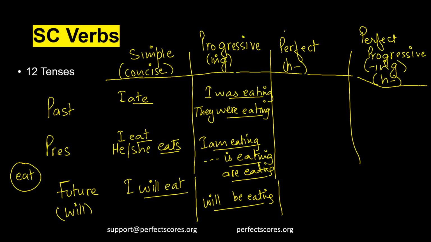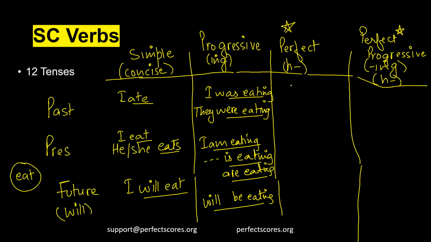Now, perfect tense is the one that's most important. And perfect progressive is also important, but the thing is that in GMAT, we usually don't reach the perfect progressive tense because it's not concise at all. And usually there is a much more concise way of saying the same thing. So perfect progressive tense is usually not there in the right answer.